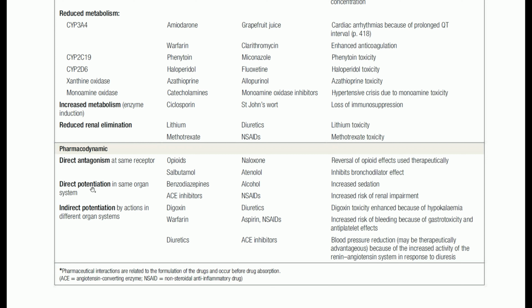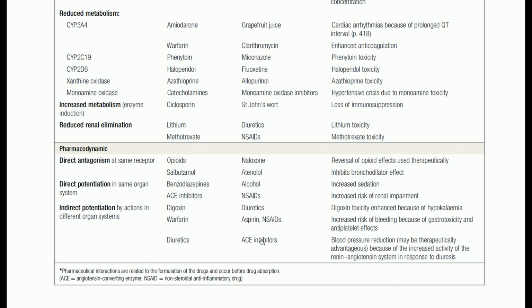Direct potentiation in the same organ system. Benzodiazepines, alcohol, results in increased sedation. ACE inhibitors, precipitant drug NSAIDs, results in increased risk of renal impairment. Indirect potentiation by actions in different organ systems. Digoxin with diuretics, digoxin toxicity enhanced because of hypokalemia. Warfarin, with aspirin and NSAIDs, increased risk of bleeding because of gastrotoxicity and antiplatelet effect.